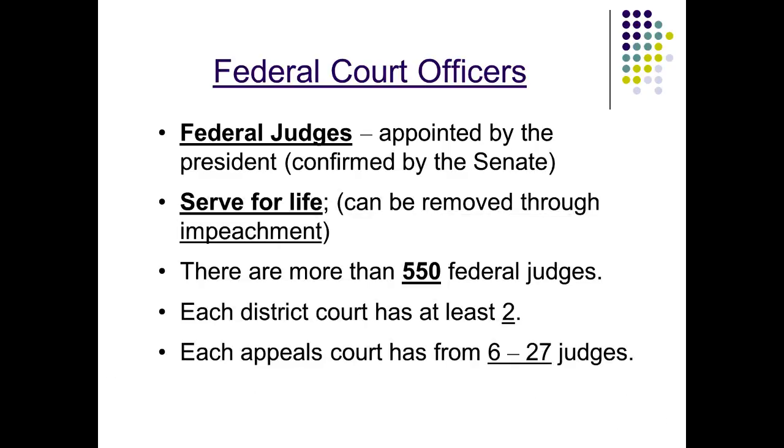Each appeals court has from 6 to 27 judges. So 27 would be like the Ninth Circuit, which is a huge geographic area serving a huge population. So you're going to have a lot of judges on the appeals courts.